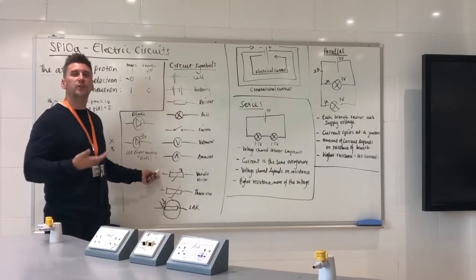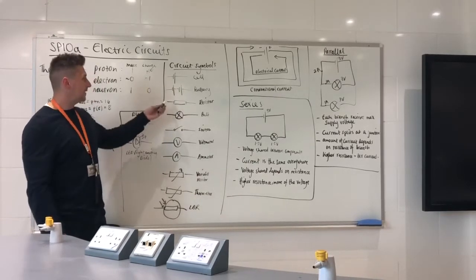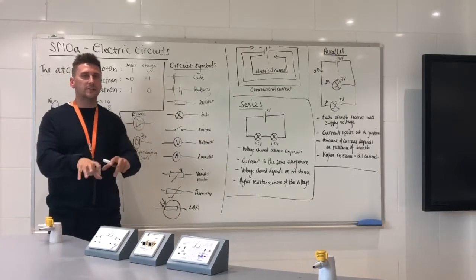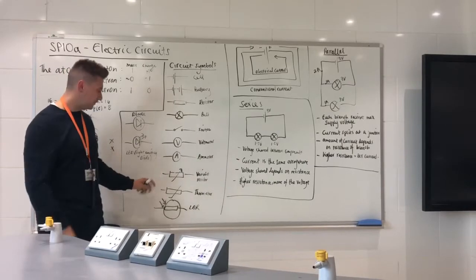Variable resistor, you can change the resistance using a device. So you select the resistance. This one is a fixed resistor. So this has a fixed resistance. Once it's in the circuit, it doesn't really change. This one you can select whatever resistance you want.